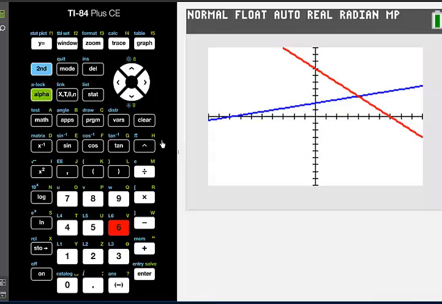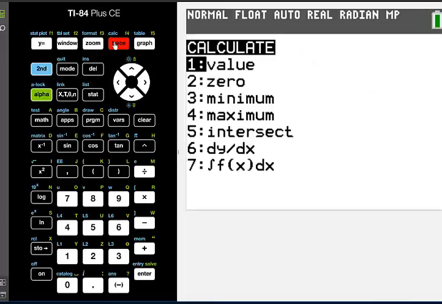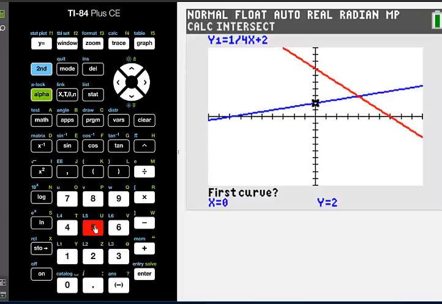Well, remember the goal is to find the point of intersection, which is right here. There's a command on the calculator that will find that for you. It is located in the calc area. Now calc is here in blue above trace, so I need to hit the blue button followed by calc. And there are lots of commands in here. The one that we are using is the intersect command. So I choose choice 5 for intersect.